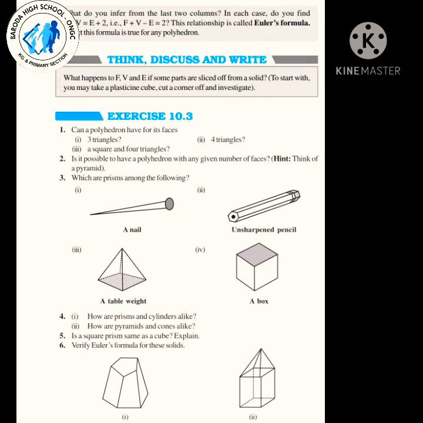So if we find out the relationship, that is F plus V minus E is equal to what? So F is 7 plus V is 10, and 10 minus 15 comes to 2. Hence, Euler's formula is verified.